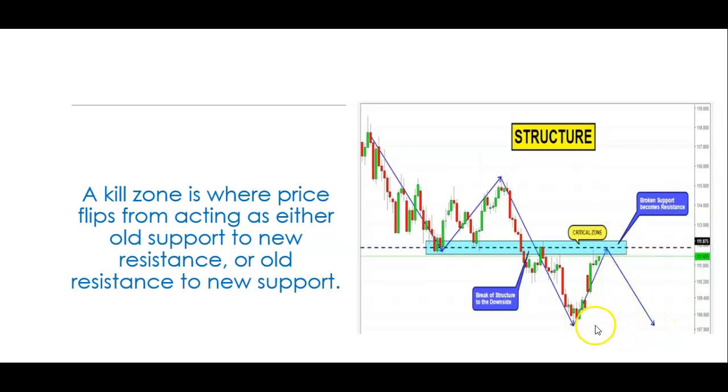But you're not going to just envisage that price is going to get into this zone, get rejected, then go into a sell. There are a few other factors or conditions you have to look out for, confluence, before you take that decision.